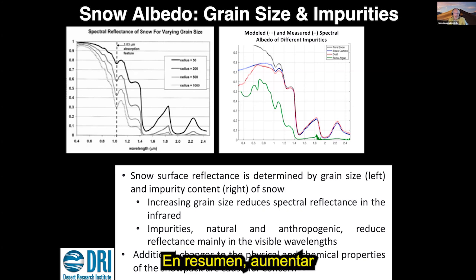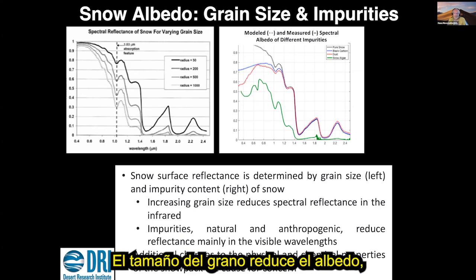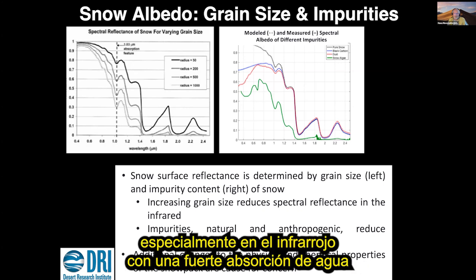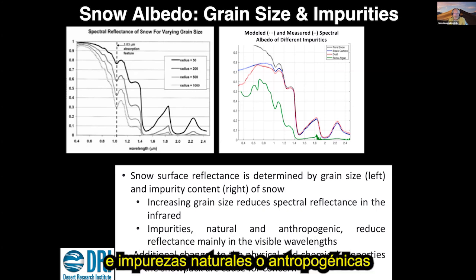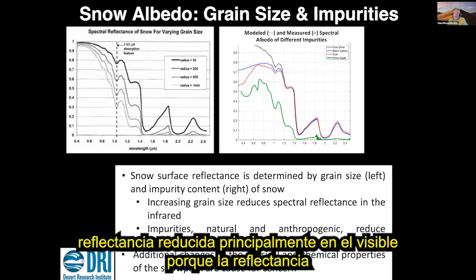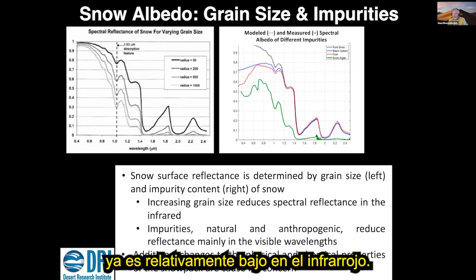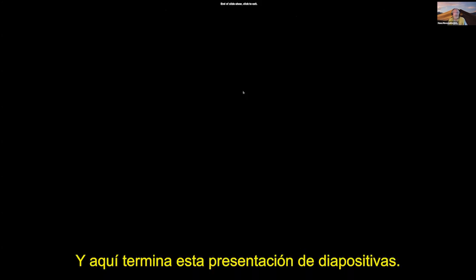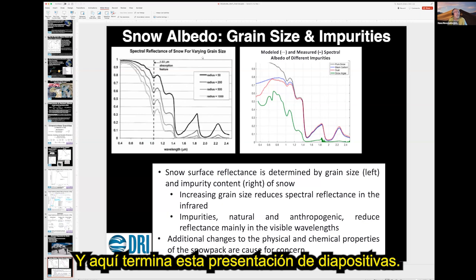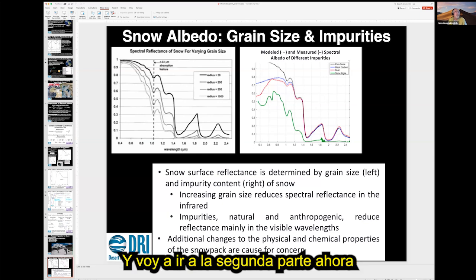So to summarize, increasing grain size reduces albedo, especially in the infrared with a strong water absorption, and impurities, natural or anthropogenic, reduce reflectance mainly in the visible because the reflectance is already relatively low in the infrared. And this is the end of this slideshow, and I'm going to go to the second part now, if I can find it.